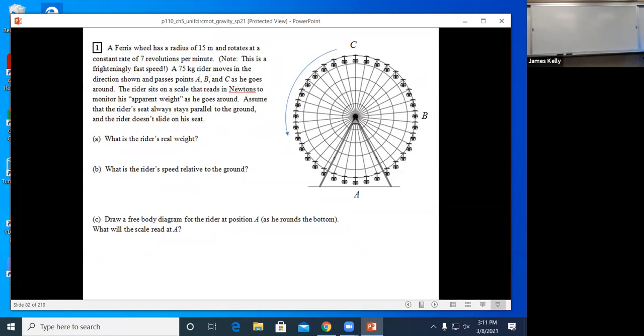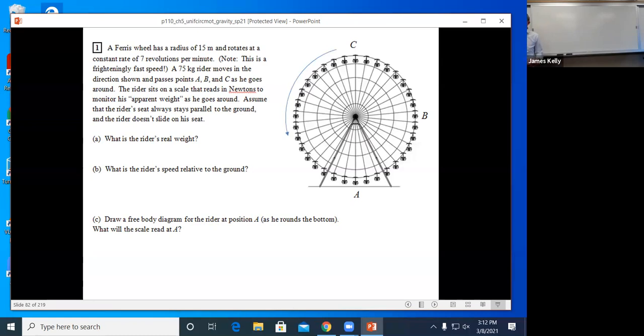A 75-kilogram rider passes point A, that's rounding the bottom, then B, and then C. Those are just 3 different points they pass as they're in uniform circular motion. We're going to imagine the rider sitting on a scale that all their weight is on the scale. The scale is the only thing pushing up on them and exerting friction on them. In other words, their feet aren't separately on the ground. They're all crouched on the scale, so that it can read their apparent weight.